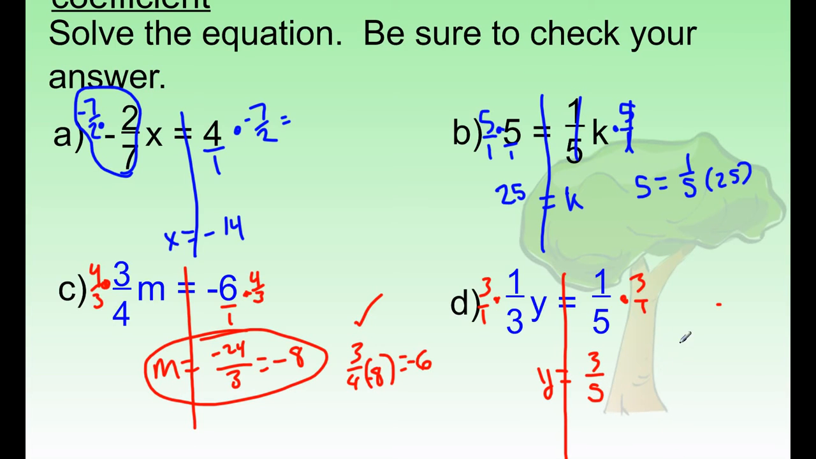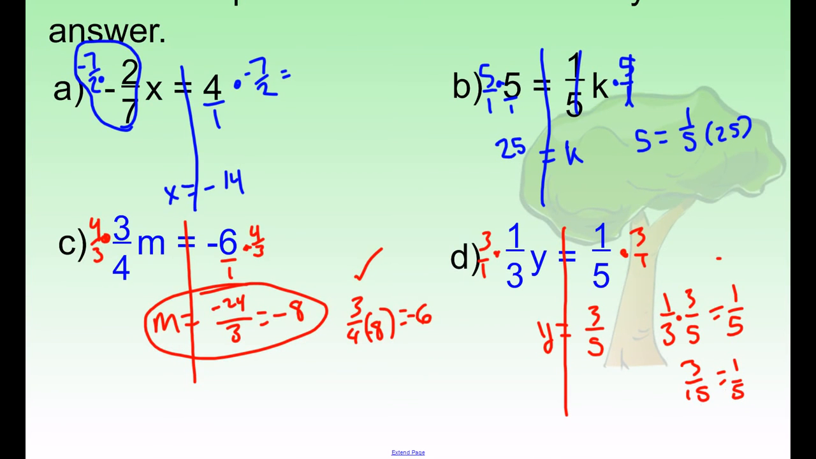And to check our math, let's see, 1/3 times 3/5 equals 1/5. Let's see, this math gives me 3/15. And if you simplify 3/15, you do get 1/5. So this checks out. That is the correct answer.